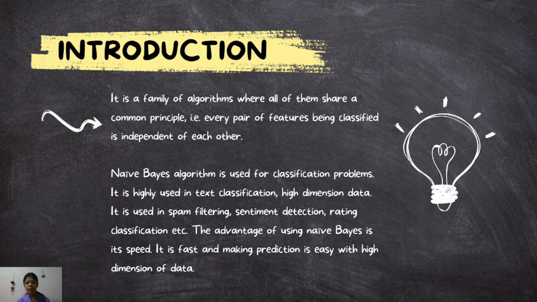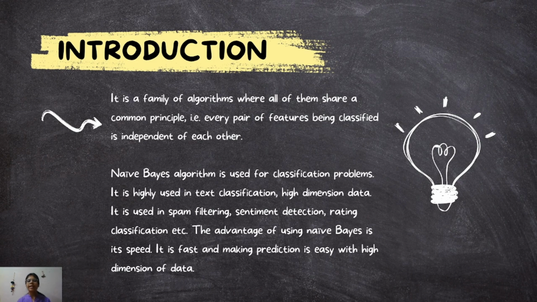It is a family of algorithms where all of them share a common principle, which is that every pair of features being classified is independent of each other, which means they do not impact each other's performance. If there are three variables or features, I should say, then they are all independent. They all contribute individually and equally in the model. We cannot say that two features are contributing more than one; every feature available will contribute to the model's performance or accuracy.